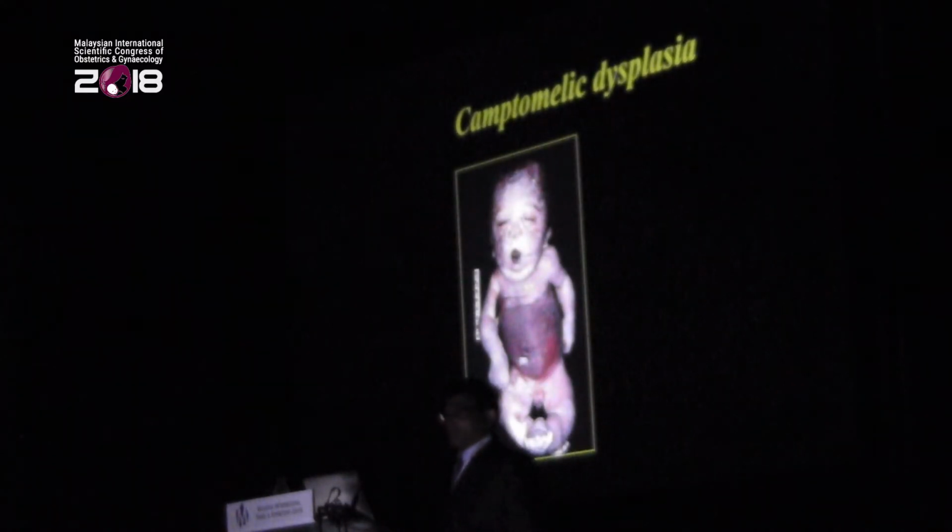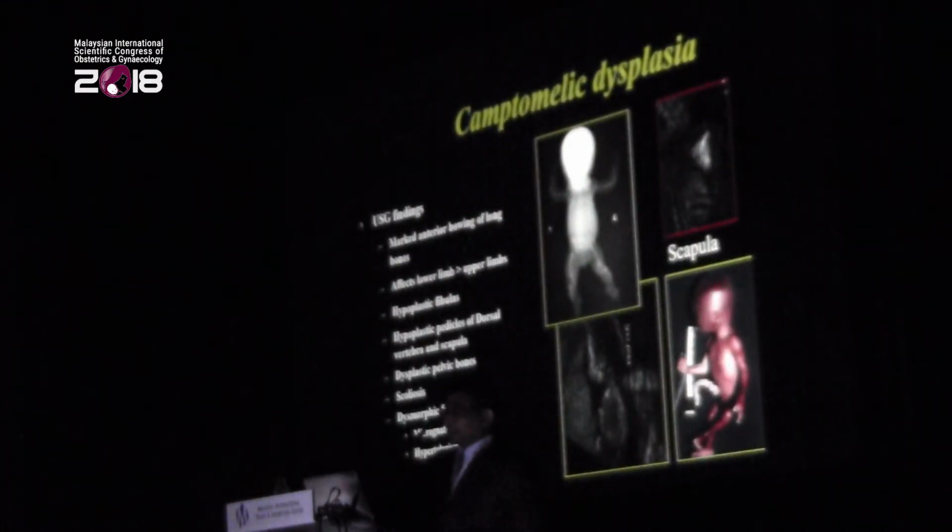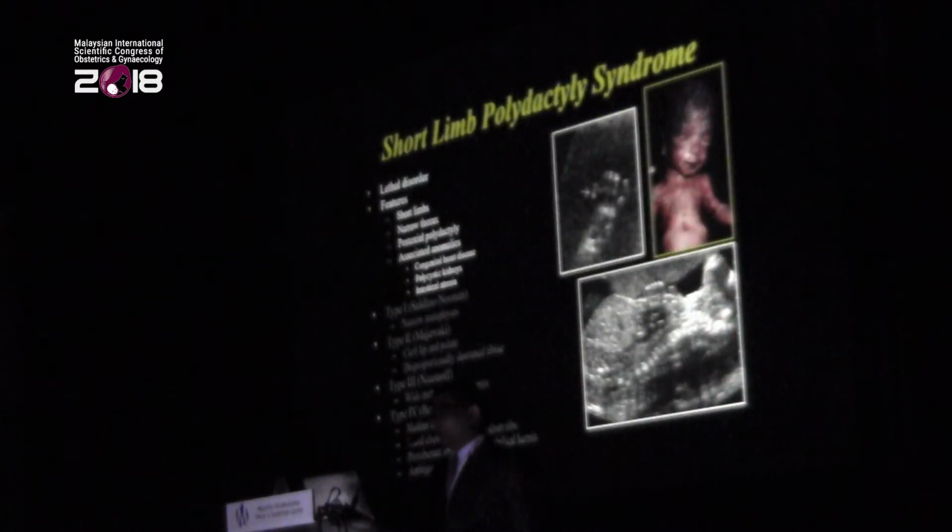Now, next we move on to campomelic dysplasia. Here again, it presents similarly to thanatophoric dwarfism. One of the key features to see here is the scapula. You will find that either it will be poorly mineralized or very often absent, and this is one of the key features to differentiate campomelic dysplasia from thanatophoric dwarfism.